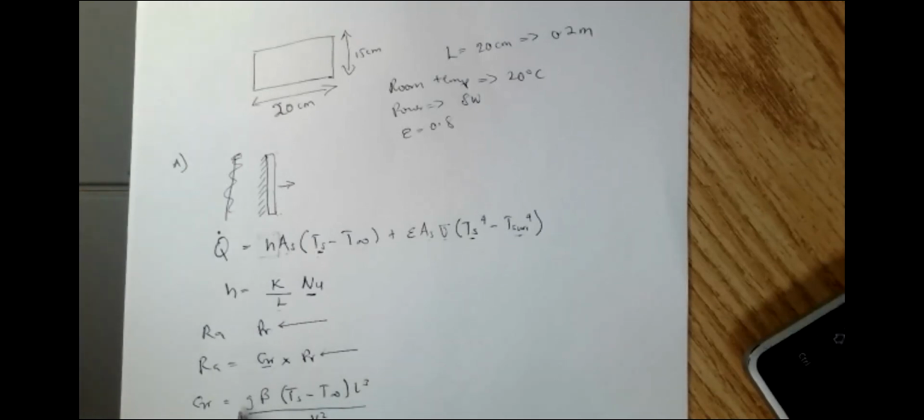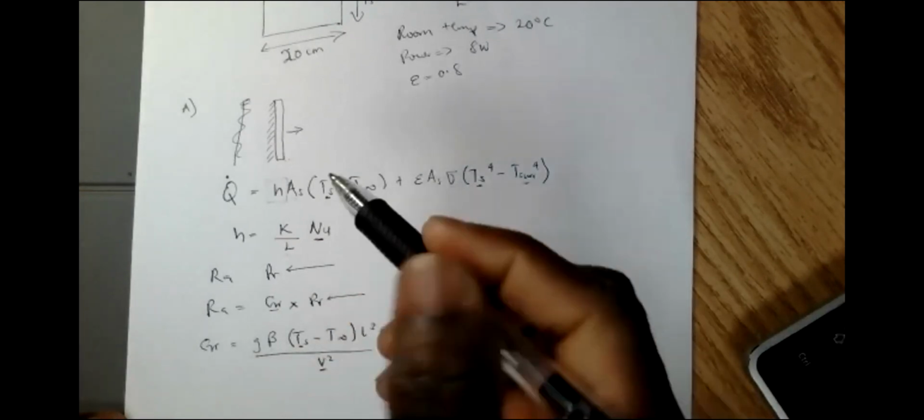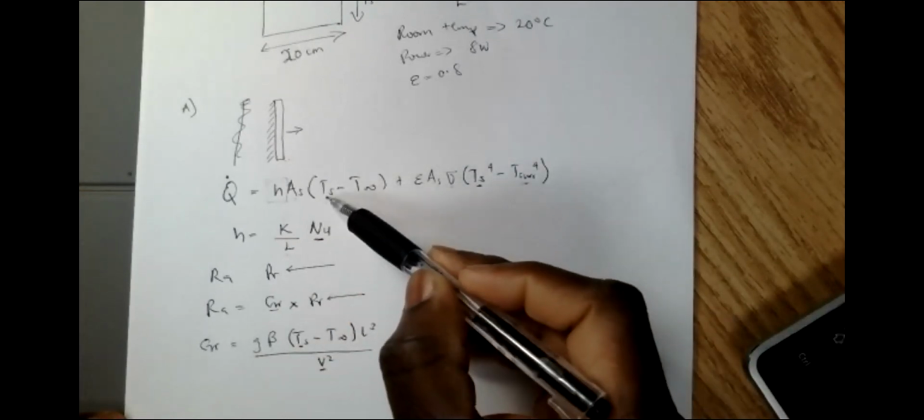This is gravity. This is the volume expansion coefficient. This is our T infinity, which we already know. I'll come back to this. This is L. We know what this is. This is the kinematic viscosity, another constant property that we can find from tables. Now, Ts in this case is the value we're trying to find.